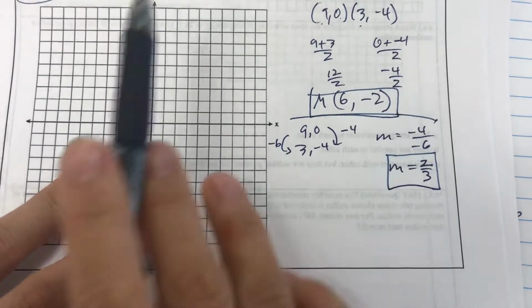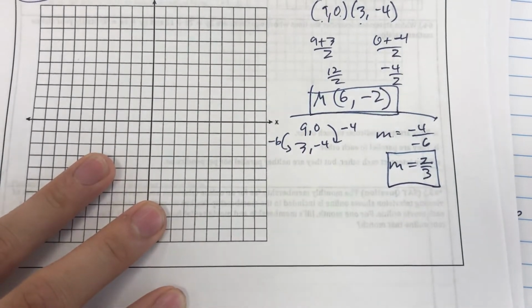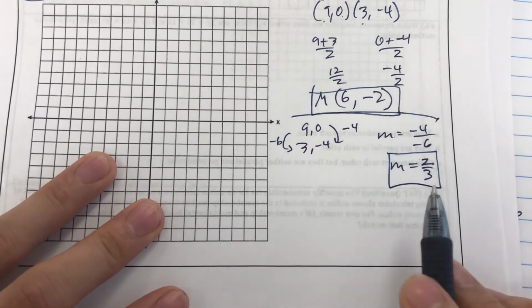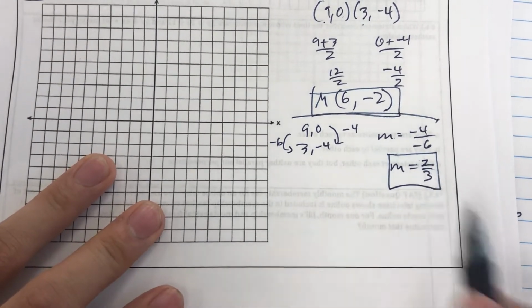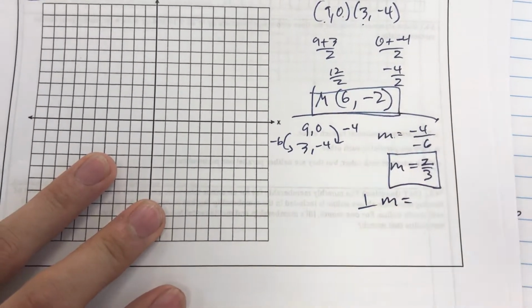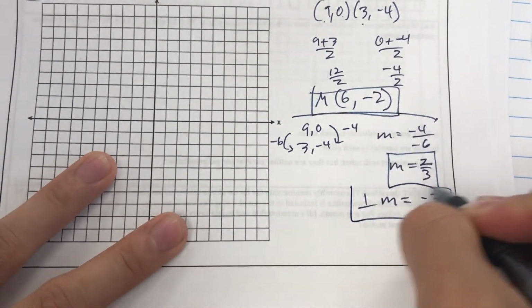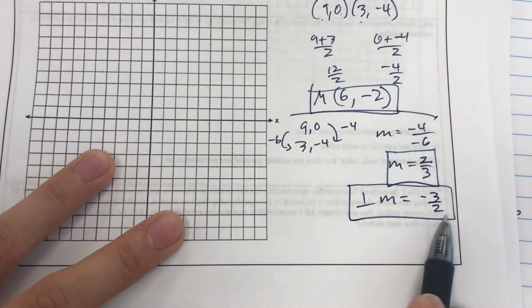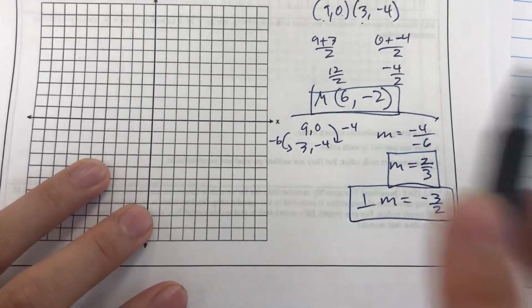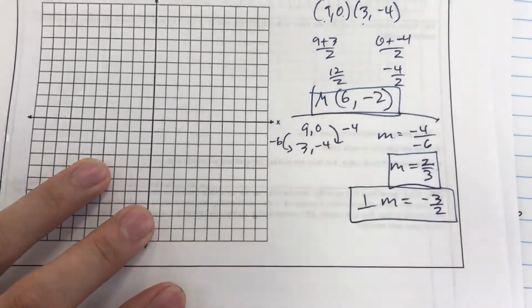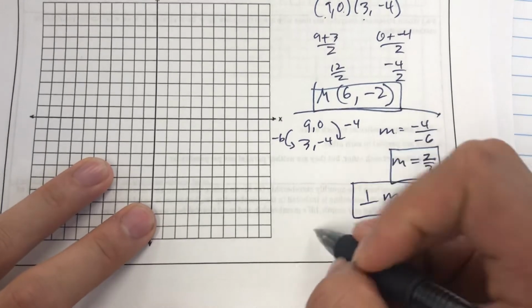We need to create the perpendicular bisector, right? So the perpendicular bisector requires a perpendicular slope. This is the original slope, so the perpendicular slope is the negative reciprocal, negative 3 over 2. Okay, so that's the first piece. Perpendicular slope is negative 3 over 2. I need to write point slope form using this point right here. So I'm going to show it on the bottom.